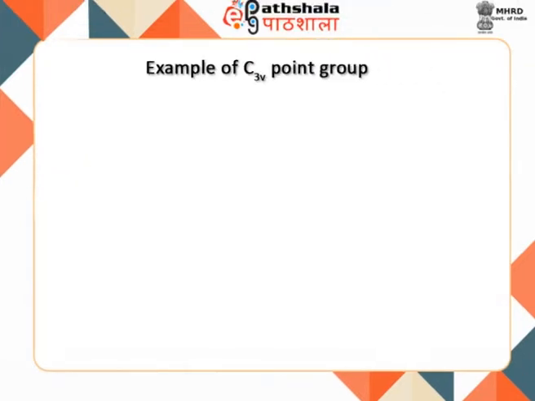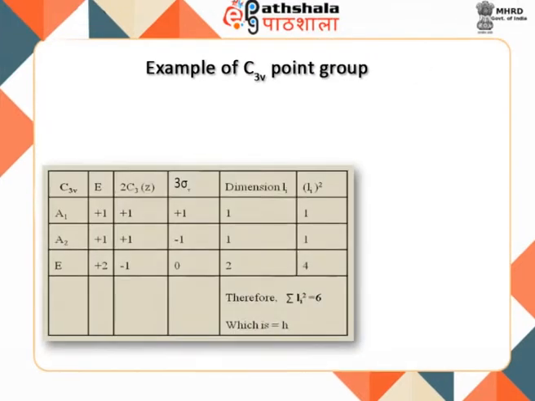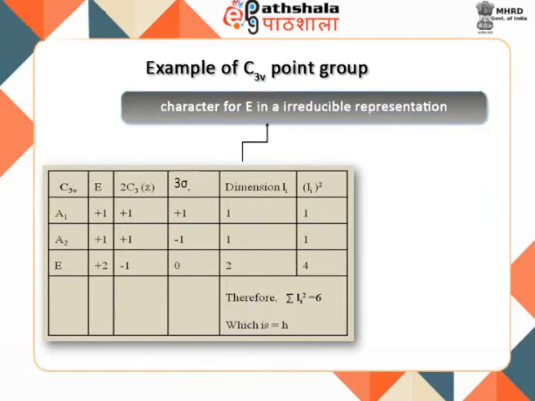Let us now examine this rule. Take a C3V point group which has 6 symmetry operations in it. So the order of the group h is equal to 6. Character of E gives the dimension of the representation. The dimension is the character for E in an irreducible representation.